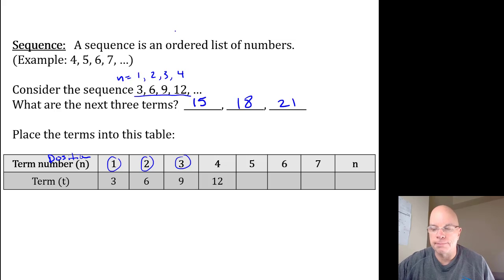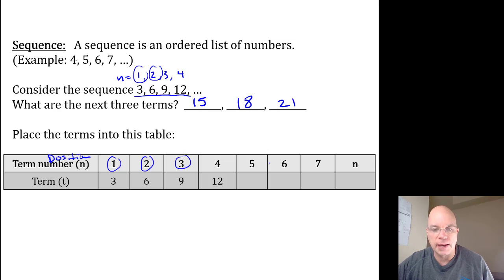It's just like with the SpongeBob characters. We identified that Squidward was the first picture in the sequence, SpongeBob was the second. You need this n number, this position number, because we're going to write a rule for the sequence based on the number's position in the sequence.